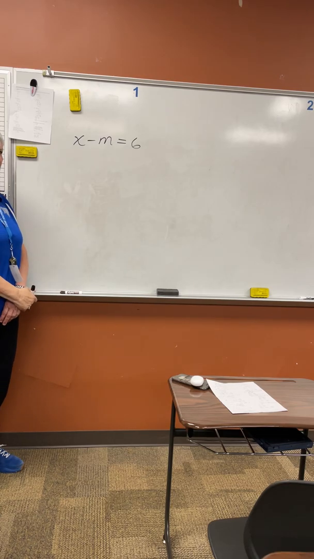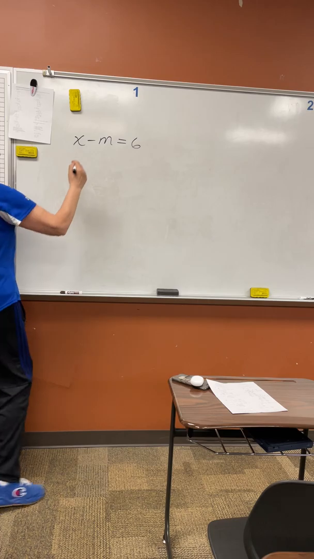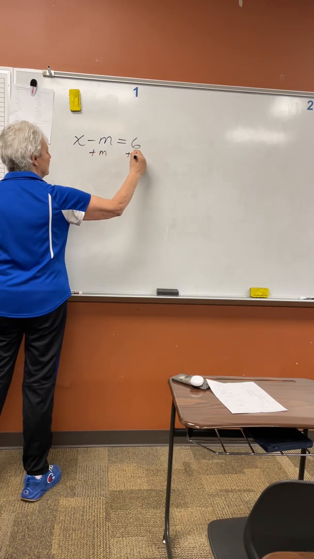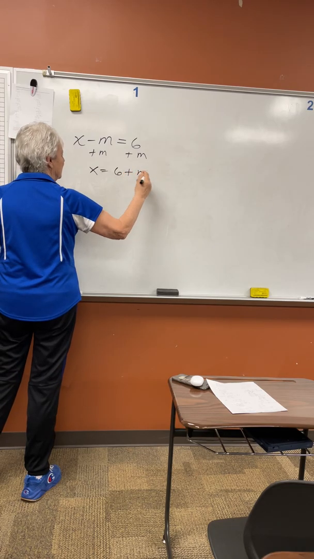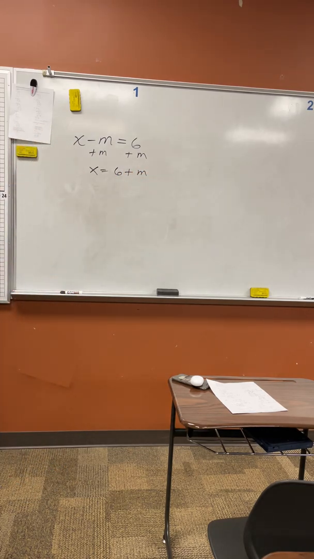Solve for X. What do I do to both sides? Add M. X equals 6 plus M. You can't add those, so you're done. As long as you have the variable that I'm asking you to solve for by itself, you're finished.